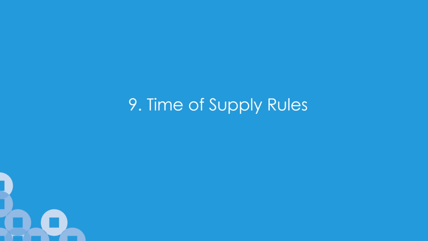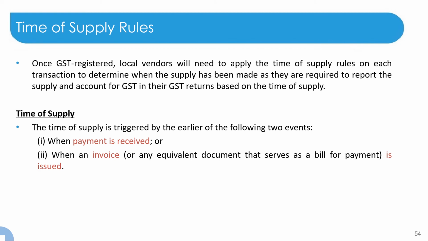Moving on, we will now explain the time of supply rules. Once the local vendors are GST registered, they will need to apply the time of supply rules on each transaction to determine when the supply is made, as they are required to report the supply and account for GST in their GST returns based on the time of supply. The time of supply is triggered by the earlier of when payment is received, or when an invoice or any equivalent document that serves as a bill for payment is issued.